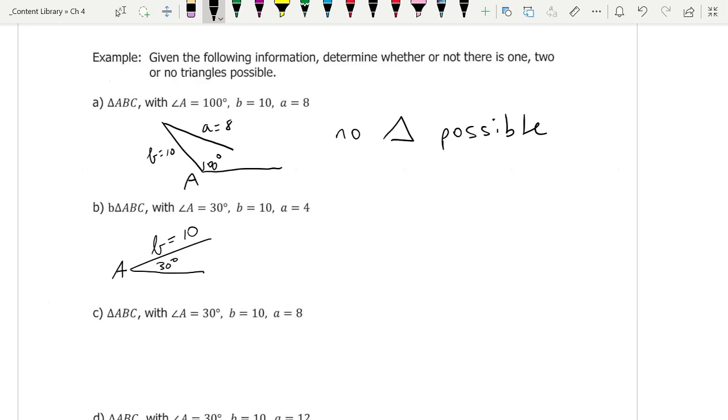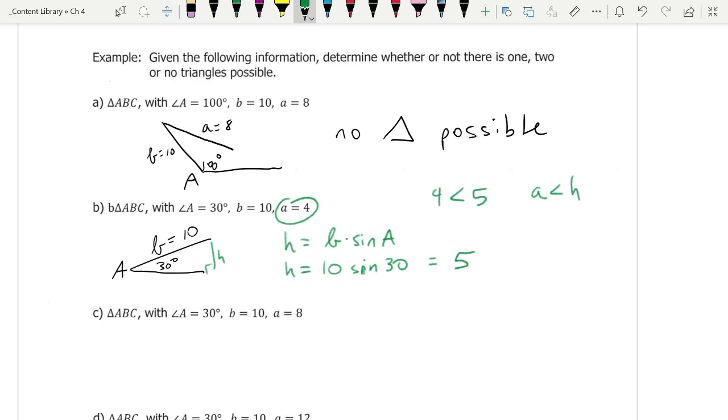Well, let's pretend we didn't know that. Let's test. How long is this height? So the height is B times the sine of A, which is again just SOHCAHTOA rearranged. 10 times the sine of 30. And 10 times the sine of 30 is 5. 4 is less than 5, so A is less than H. So once again, no triangle possible. In other words, the line they gave me only makes it part way down. It doesn't make it all the way to the bottom.